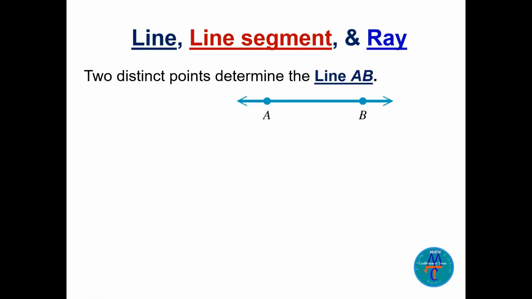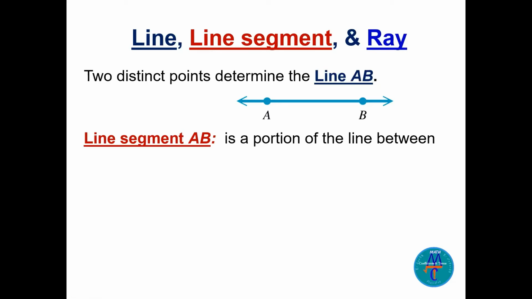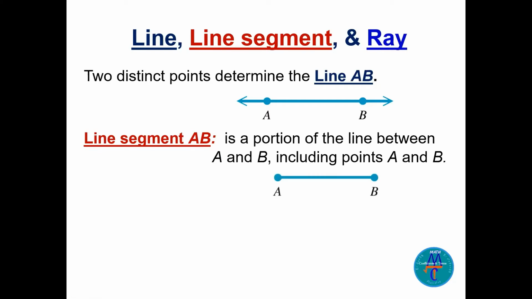Now, line, it is a line, simple. 2 distinct points determine the line AB. Just from both sides, it will go to infinity. So that's a line. Oblique line, horizontal line, vertical line, it's a line. Now, line segment, when you put the word segment, it's a portion of the line between 2 points. So we have a point A, point B, only this part, we call it line segment. We cannot say here line.